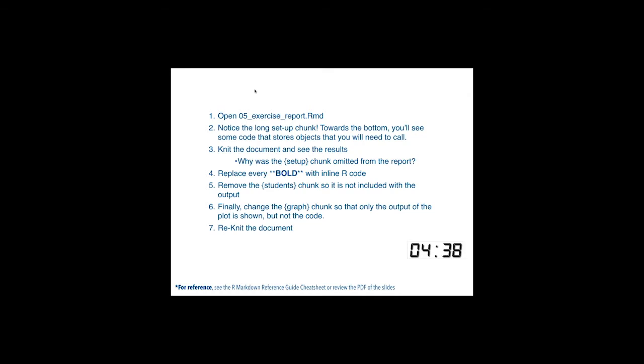Output of the student chunk, or just the code and the output? Let's think about it for a minute. So we need to run it, right? Otherwise, when we knit, we won't have the objects we need. So we need it to run, but let's try removing that chunk so that chunk is not included in the output. There is one code chunk option that indicates whether we include that code chunk or not.